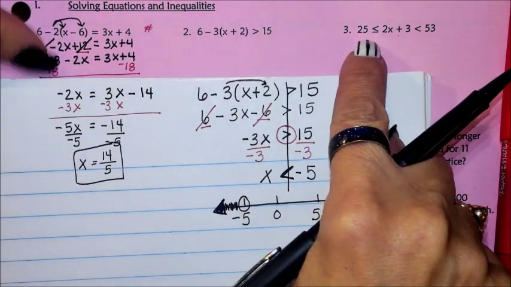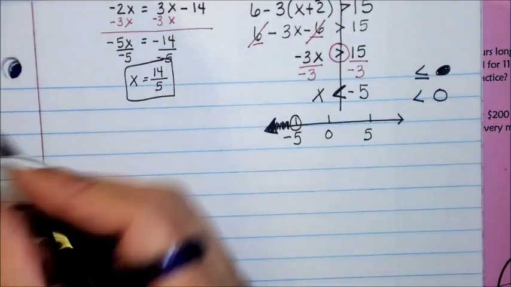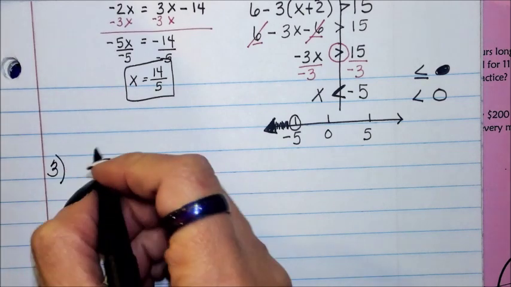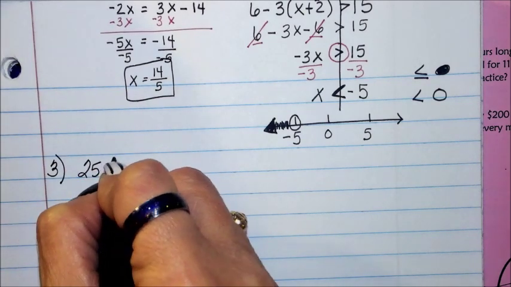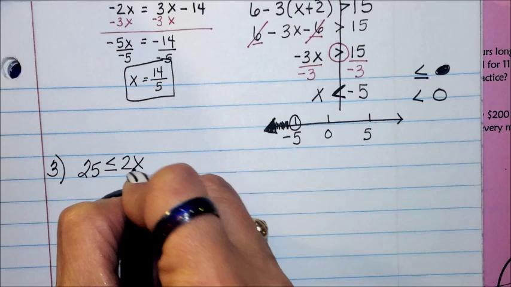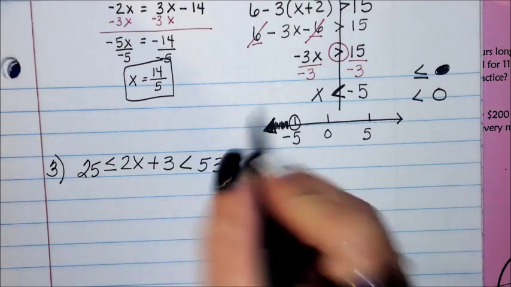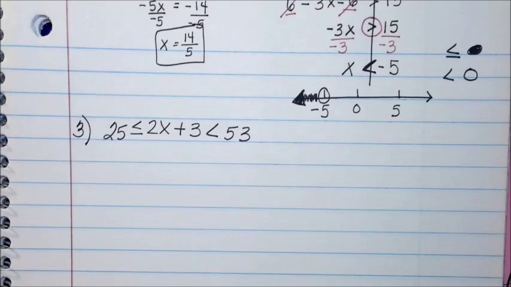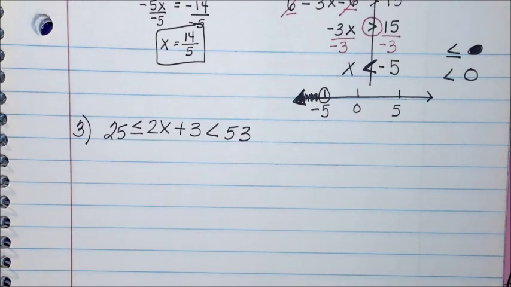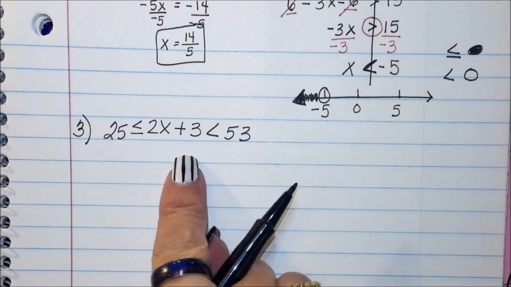Okay, I'm going to do number 3. I'm going to come down here. I'll put number 3 here. I'm going to do 25 less than or equal to 2x plus 3 less than 53. So this is a compound inequality. We didn't do a whole lot of these in class. I don't even know if we did one of them.